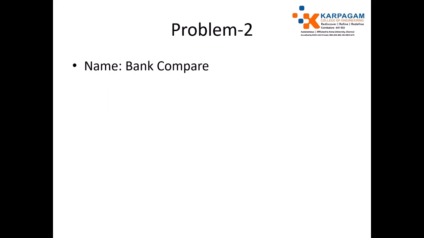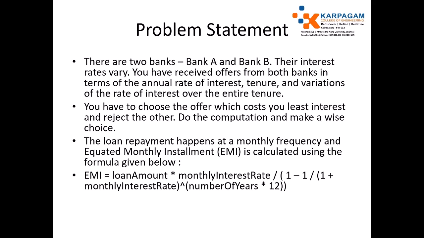Next problem, bank compare. Read the problem statement. There are two banks, Bank A and Bank B. Their interest rates vary. You have received offers from both banks in terms of annual rate of interest, tenure, and variations of the rate of interest over the entire tenure. You have to choose the offer which costs you the least interest and reject the other. Do the computation and make a wise choice.